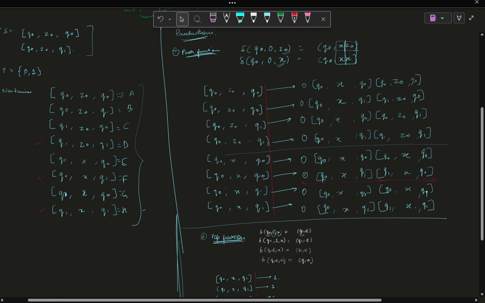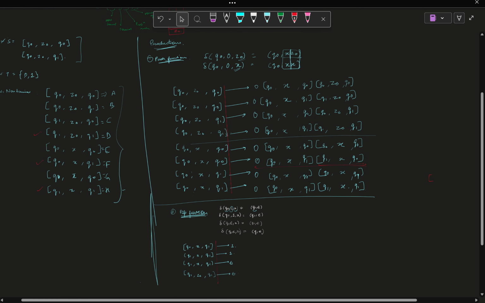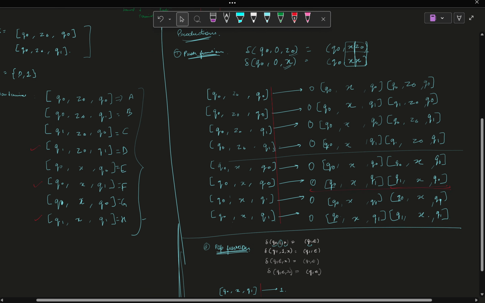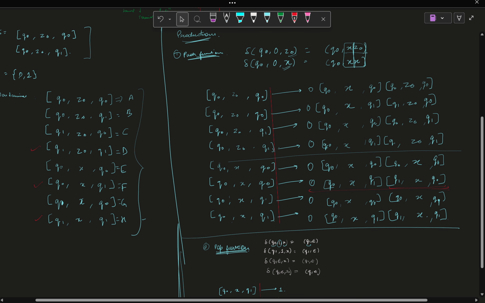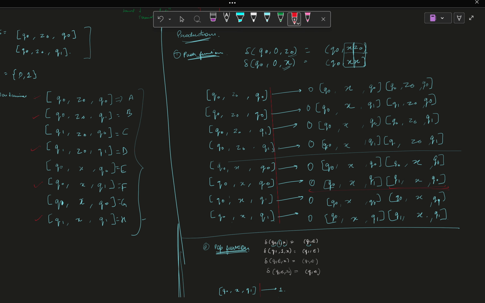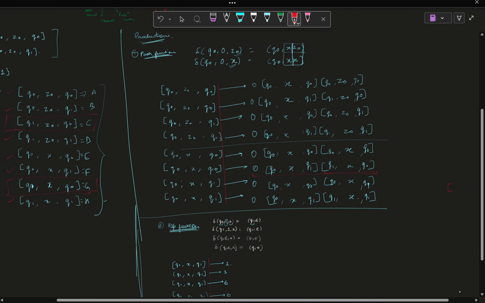So these are our pop functions. Then we have our push functions. Q naught Z naught Q naught and Q naught Z naught Q1 are both essential. Q naught X Q naught and Q naught X Q1, these are all essential. So the only non-essential ones are Q1 Z naught Q naught and Q1 X Q naught. So now let's start by removing these.